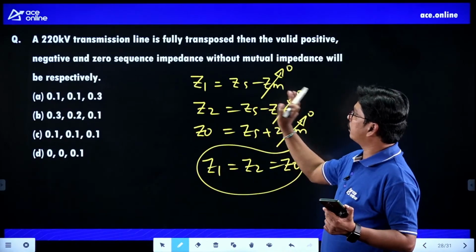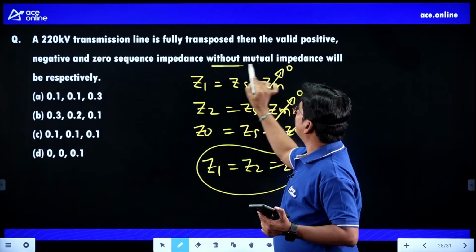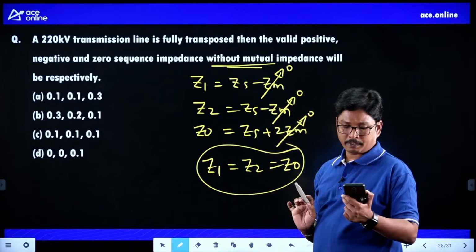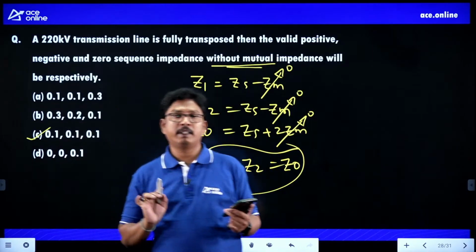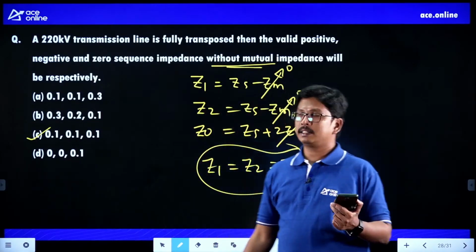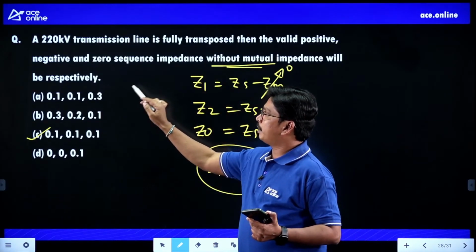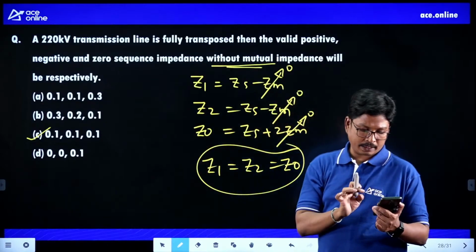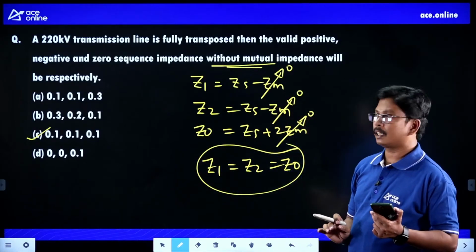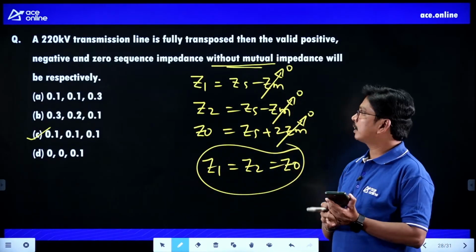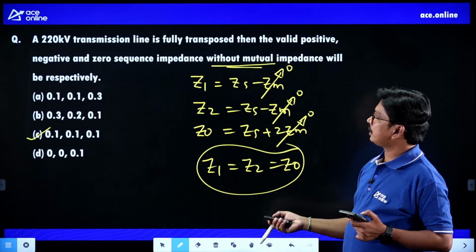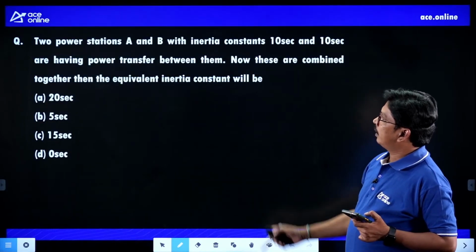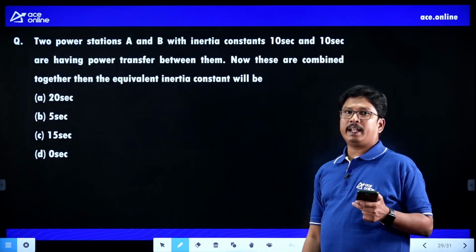Clear? Read the question carefully. They have given that it is without mutual impedances, so all should be the same. When mutual impedances exist, it will be 0.1, 0.1, 0.3. That will be perfect. Clear, students? They are asking this question without mutual impedances. Clear, right? Next question.